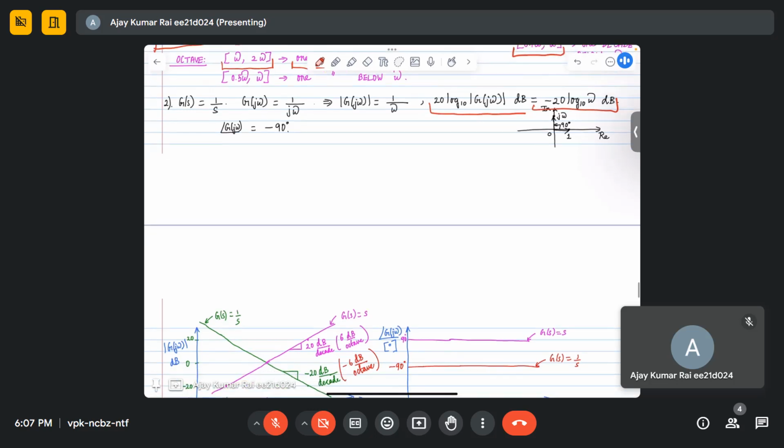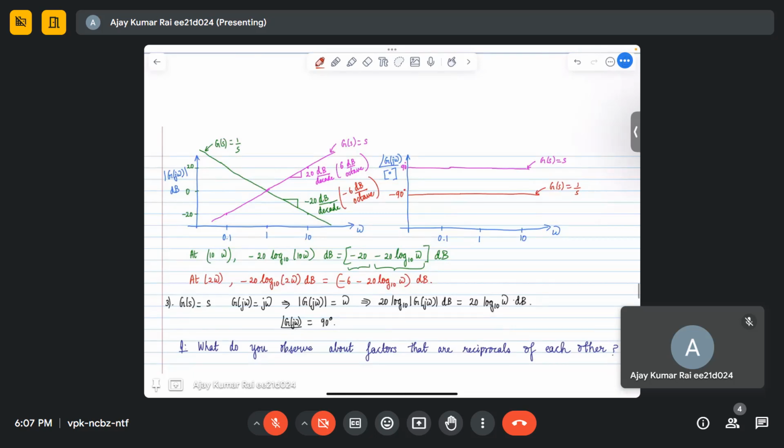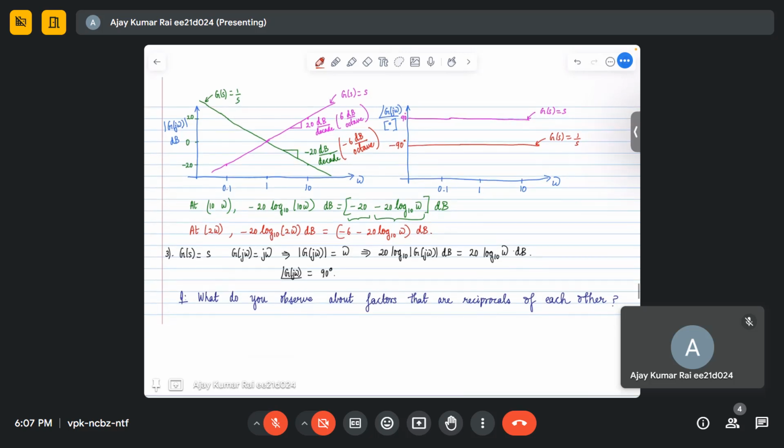Again, the angle is very straightforward. You can see this is how the magnitude and the angle plot look for this 1 by s function. You can see for 1 by s it is decreasing; the slope is decreasing by 20 dB per decade. So how to find the slope? You just take a frequency omega, then take frequency 10 omega and see what is the value at that particular frequency.